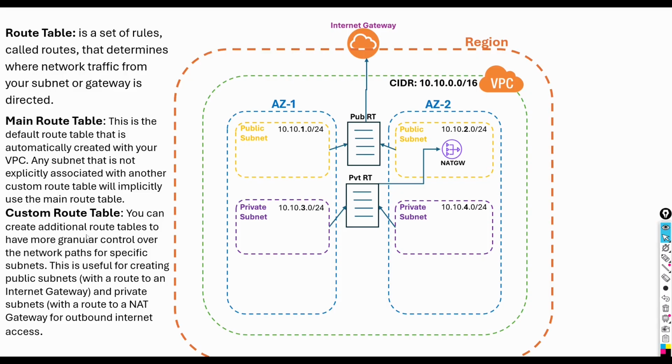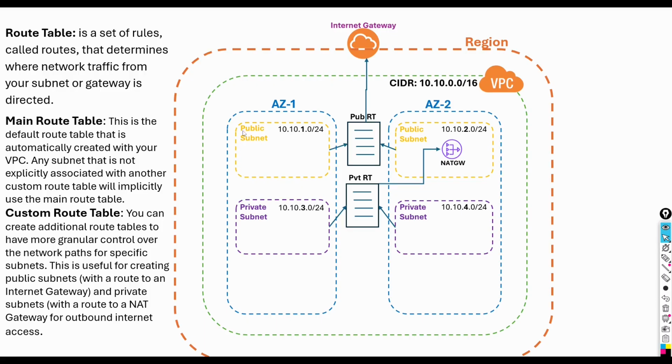You can create additional route tables to have more granular control over the network paths for specific subnets. This is useful for creating public subnets with the route to an internet gateway and private subnets with a route to a NAT gateway for outbound internet access. So what does it mean? If you see in this diagram, there are two route tables, public route table and private route table. So these are the custom route tables.